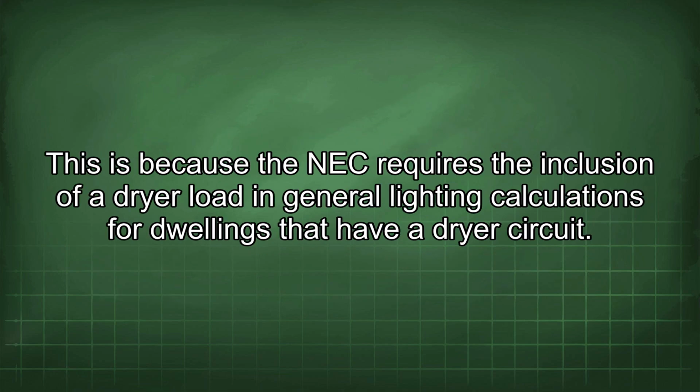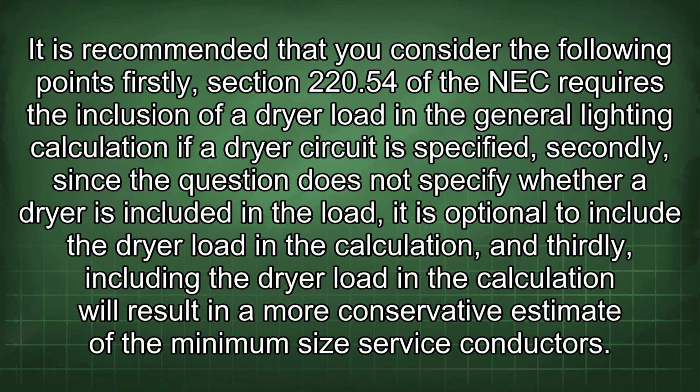This is because the NEC requires the inclusion of a dryer load in general lighting calculations for dwellings that have a dryer circuit. It is recommended that you consider the following points. Firstly, Section 220.54 of the NEC requires the inclusion of a dryer load in the general lighting calculation if a dryer circuit is specified. Secondly, since the question does not specify whether a dryer is included in the load, it is optional to include the dryer load in the calculation. And thirdly, including the dryer load in the calculation will result in a more conservative estimate of the minimum size service conductors.